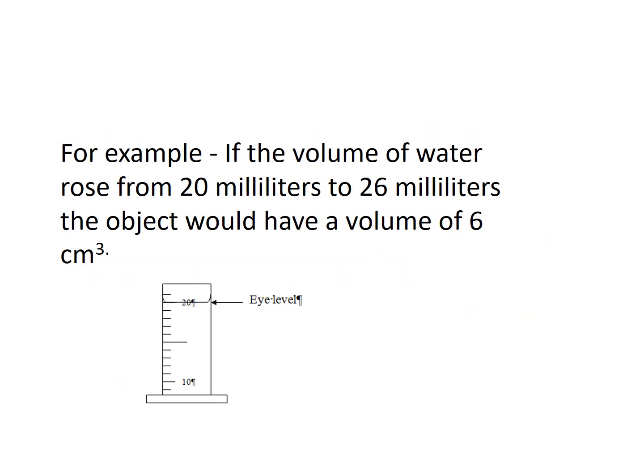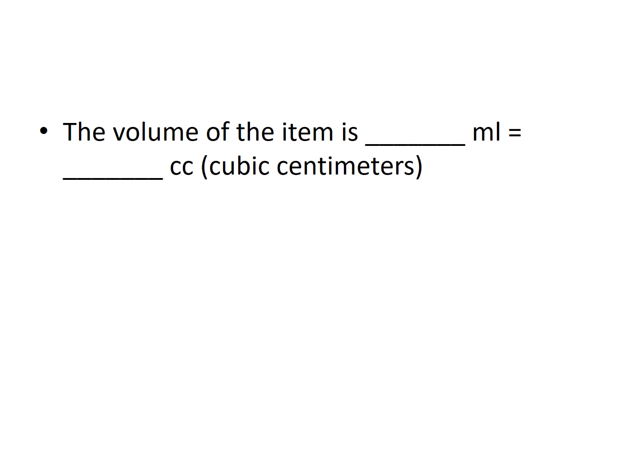For example, if the volume of water rose from 20 milliliters to 26 milliliters, the object would have a volume of 6 cc's, or 6 centimeters cubed. The volume may vary. The displacement method works best for irregularly shaped objects, where it is not possible to accurately measure the length, width, or depth. Record the volume of your object in the amount of milliliters displaced, and then convert that to cubic centimeters.